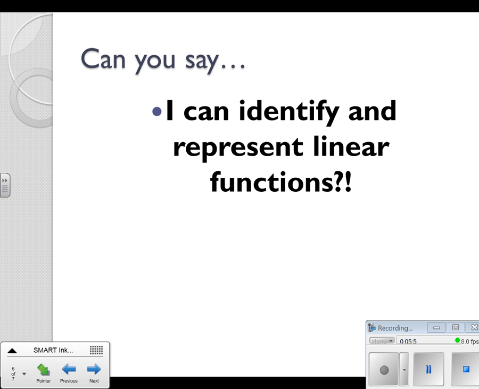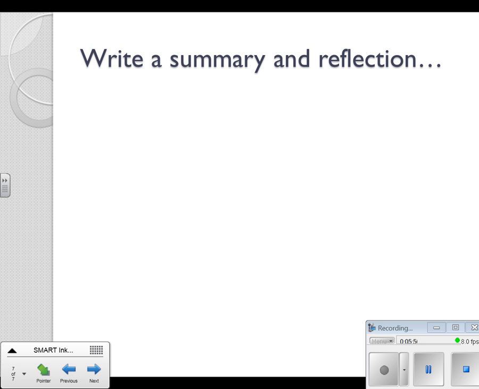Can you say, I can identify and represent linear functions? Write a summary and a reflection, and be prepared with any questions for the work time in class.